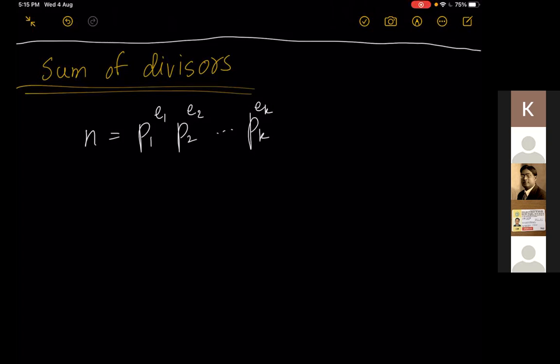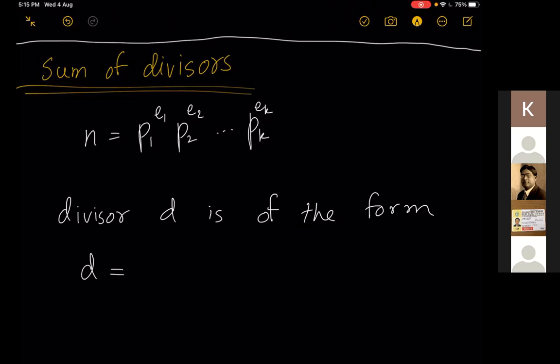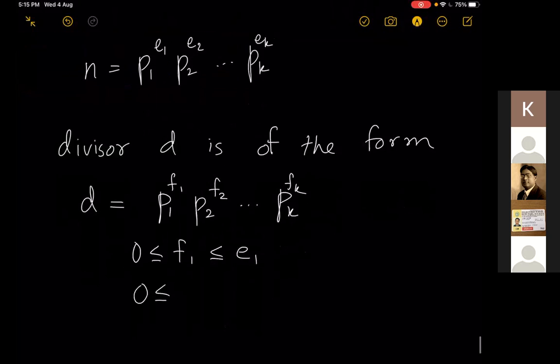Okay, so sum of divisors. A divisor D is of the form D equal to P1 to the power F1, P2 to the power F2, up to Pk to the power Fk, where F1, F2, and so on are non-negative. This one you understood when we were doing the number of divisors, right?